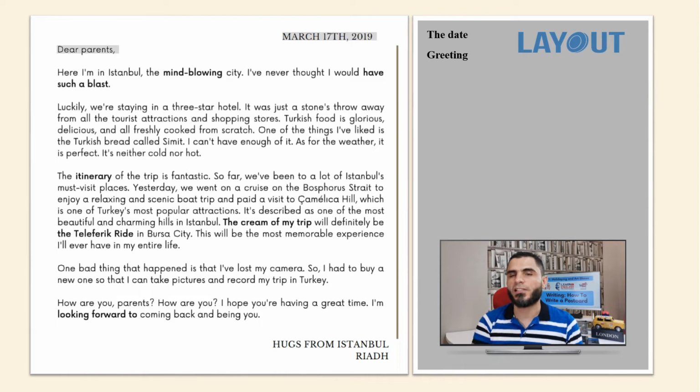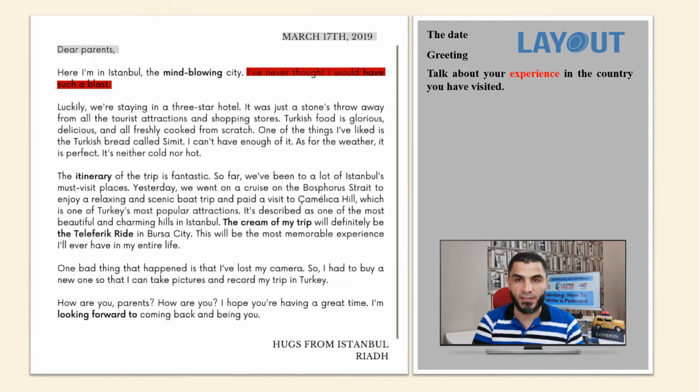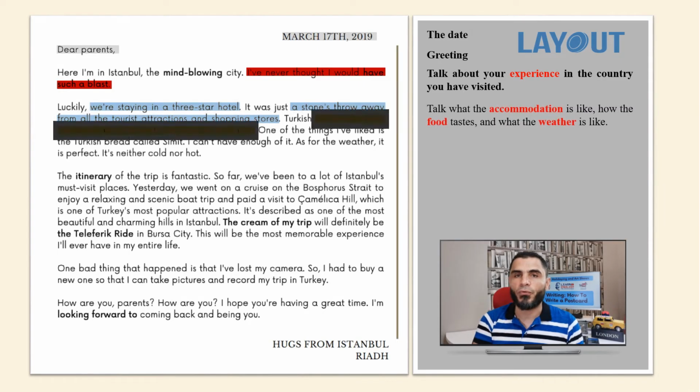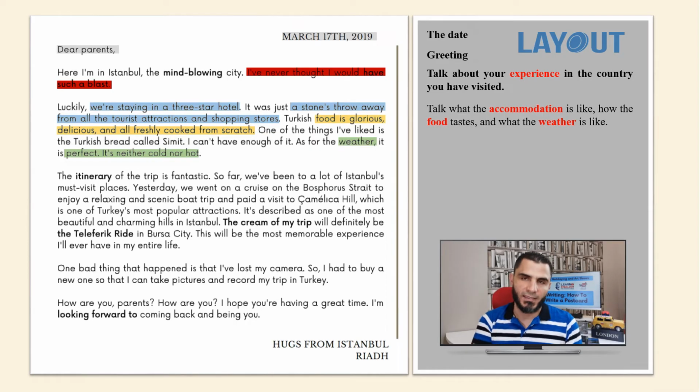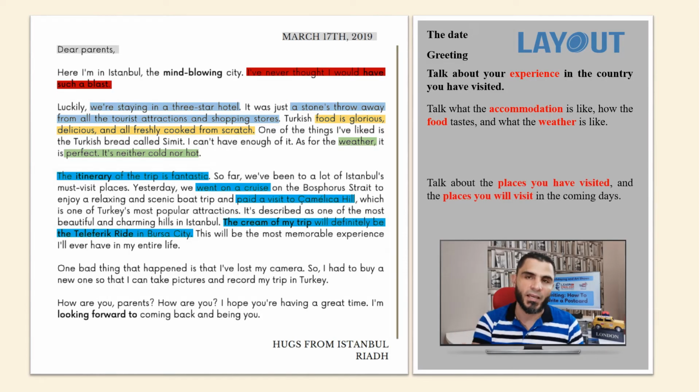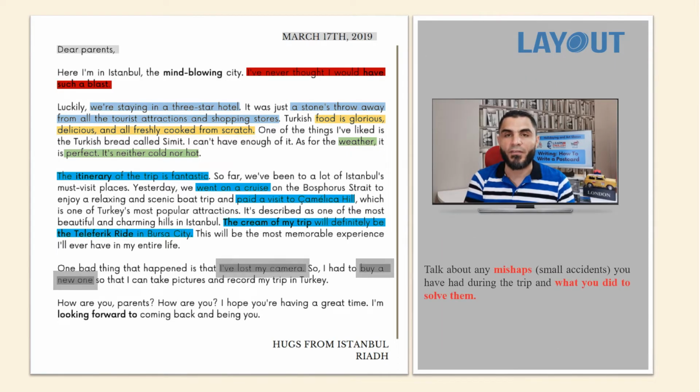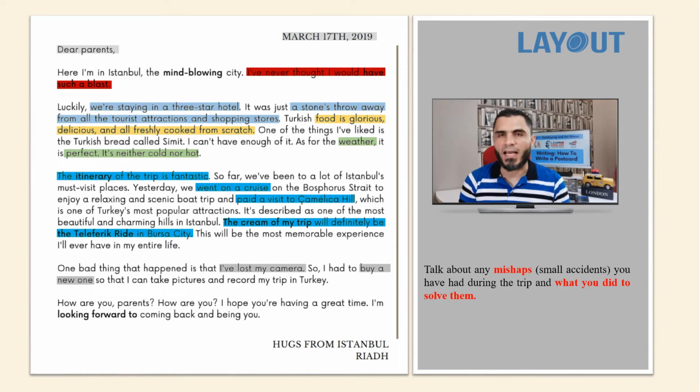To do that, you can start by talking about your experiences in the country that you have visited. You can also talk about what the accommodation is like, how the food tastes, and what the weather is like. Another thing you can talk about in the postcard is the places that you have visited and the places that you will visit in the coming days. You can also talk about any mishaps you have had during the trip and what you have done to solve them. The last element is closing your postcard.